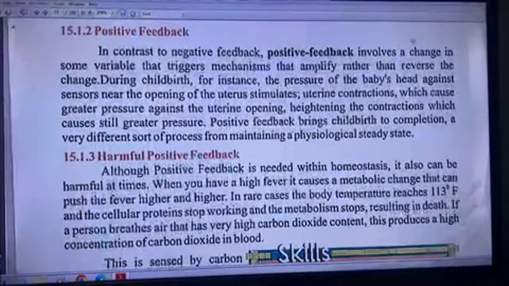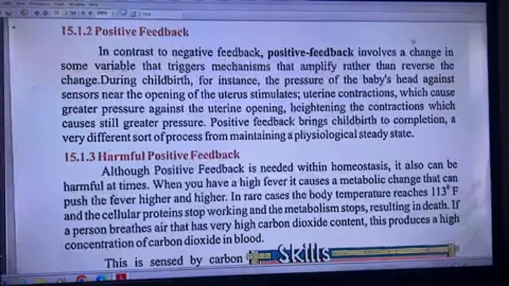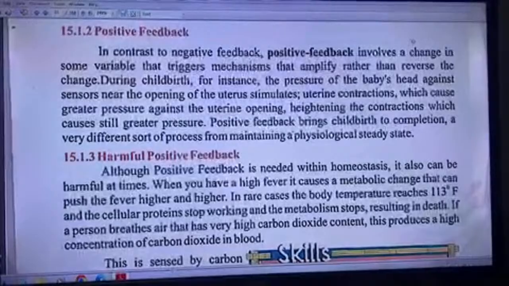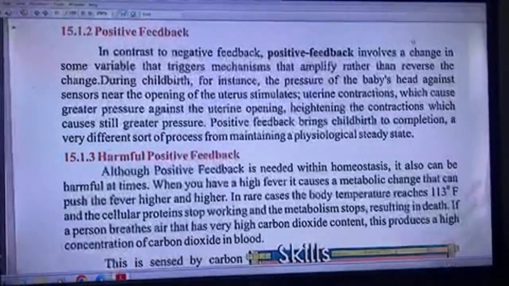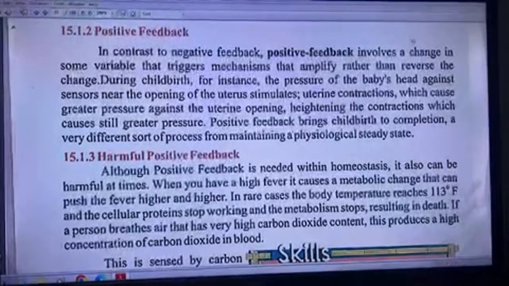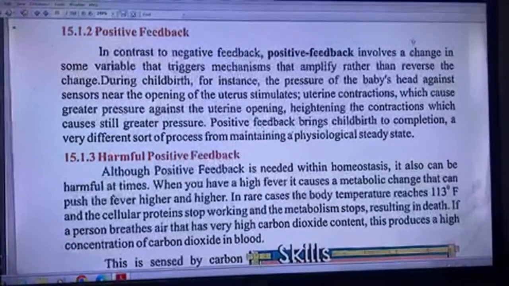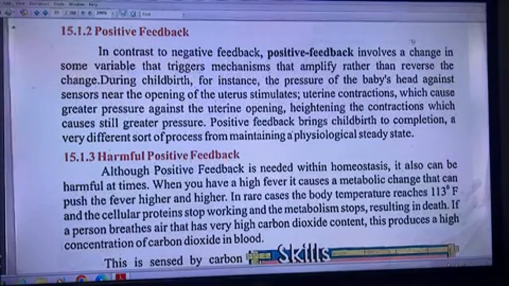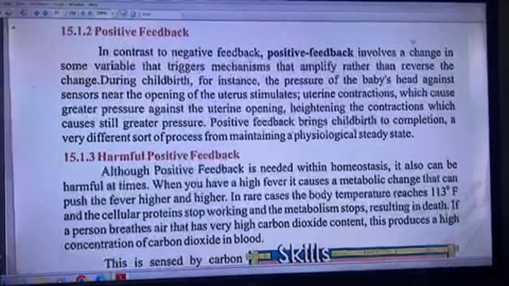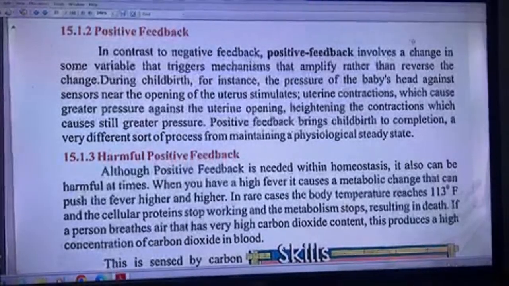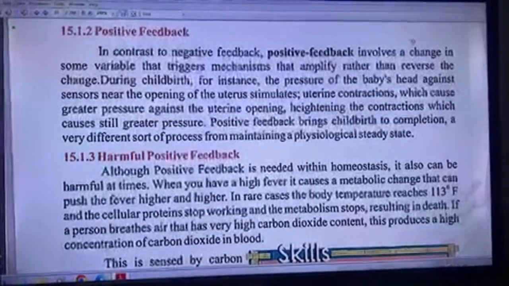Positive feedback. In contrast to negative feedback, positive feedback involves a change in some variable that triggers mechanisms that amplify rather than reverse the change, as during childbirth. For instance, the pressure of the baby's head against a sensor near the opening of the uterus stimulates uterine contraction, which causes greater pressure against the uterine opening, heightening the contraction, which causes still greater pressure. Positive feedback brings childbirth to completion, a very different sort of process from maintaining a physiological steady state.